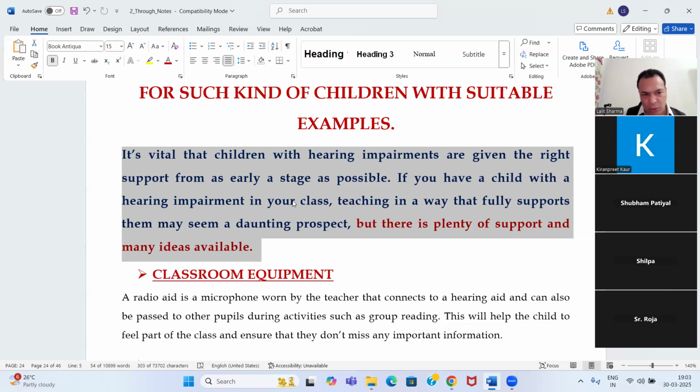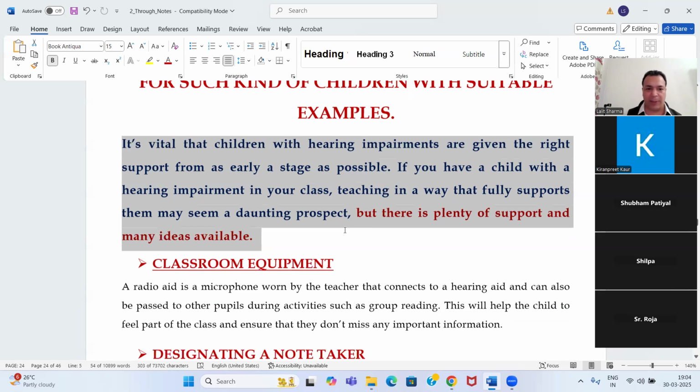Okay. So it is vital that children with hearing impairment are given the right support from as early a stage as possible. If you have a child with a hearing impairment in your class, teaching in a way that fully supports them may seem a daunting prospect, but there is plenty of support and many ideas available. Okay.